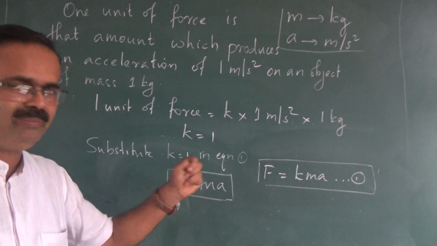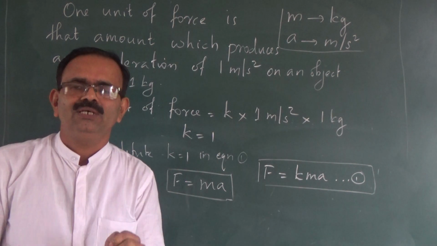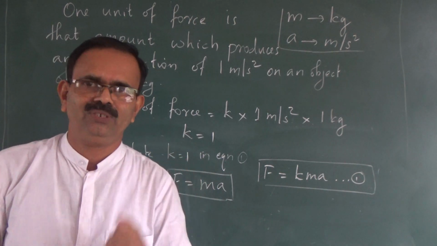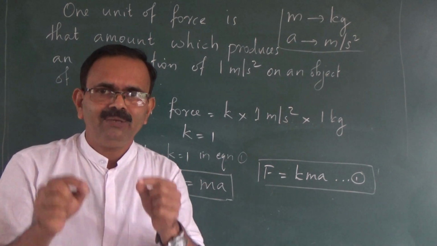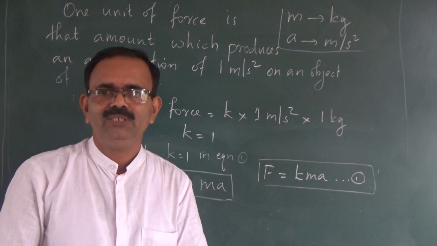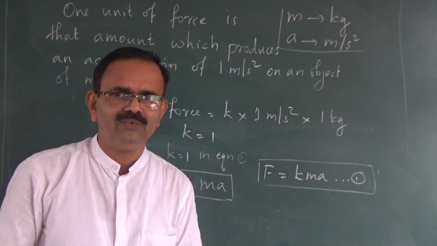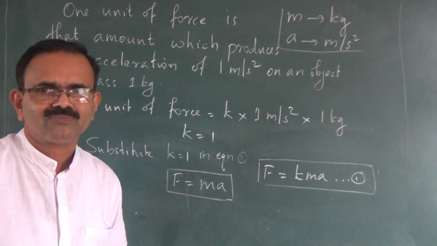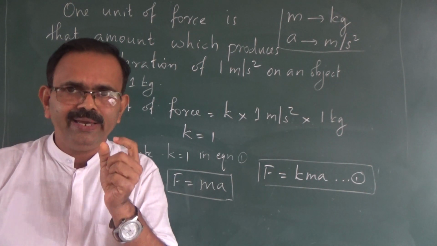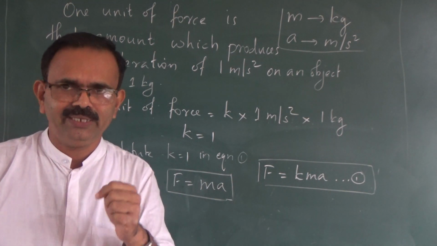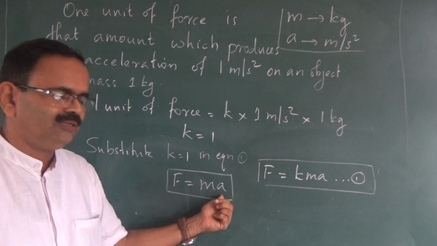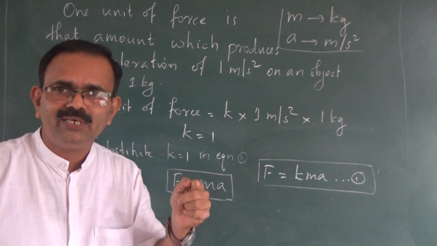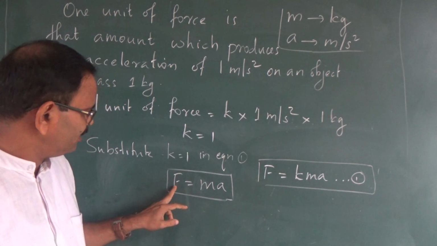F is equal to ma. I was telling you in the previous class, the first law of motion tells us about the force, the cause of motion. The second law helps us how to measure force. So we have the formula F is equal to ma. When a force acts on an object, it gets accelerated. If we know the acceleration and if we know the mass of the object, we can measure that force by using the formula F is equal to ma.